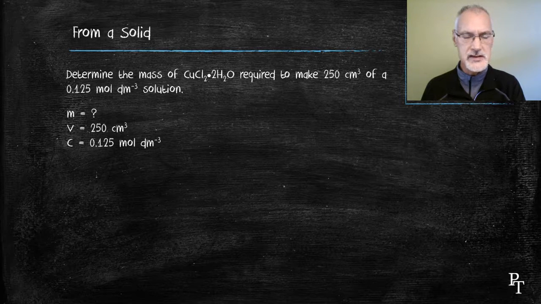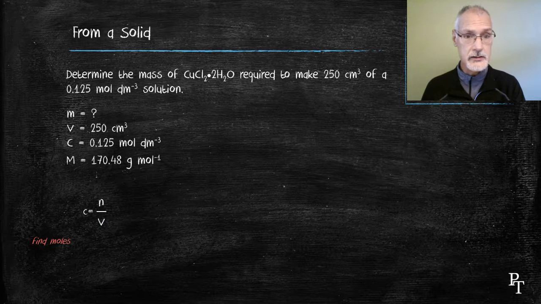I'm also given implicitly what the molar mass of my solute is, because I know the name of the substance. And in this case, it turns out to be 170.48 grams per mole. With knowledge of volume and concentration, I can determine the moles of my solute by using this equation.